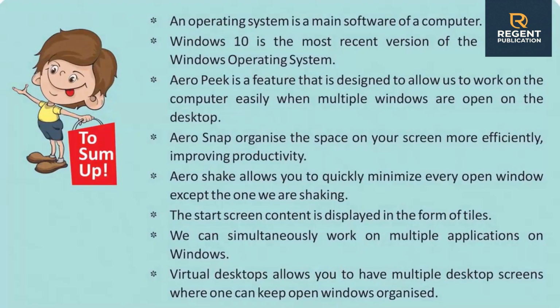To sum up, an operating system is the main software of a computer. Windows 10 is the most recent version of the Microsoft Windows operating system. Aero Peek is a feature that is designed to allow us to work on the computer easily when multiple windows are open on the desktop. Aero Snap organizes the space on your screen more efficiently, improving productivity. Aero Shake allows you to quickly minimize every open window except the one we are shaking.